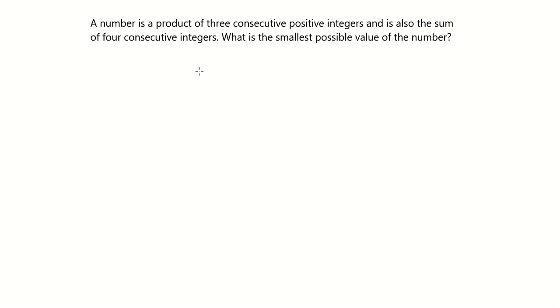The product of three consecutive positive integers is also the sum of four consecutive integers. What is the smallest possible value of the number? So for the three consecutive positive integers, we're going to call them n minus 1, n, and n plus 1. And for the four consecutive integers, we'll call them m minus 1, m, m plus 1, and m plus 2.